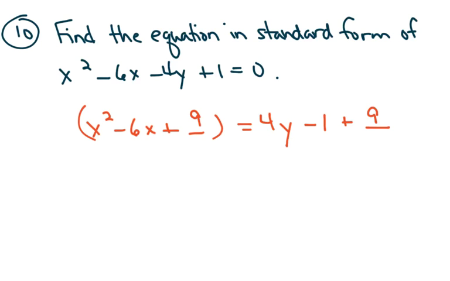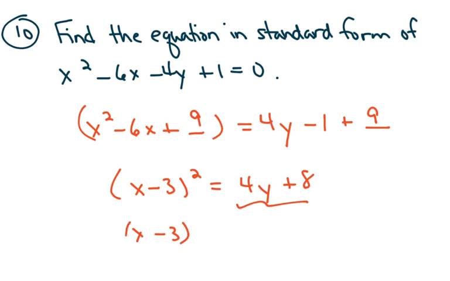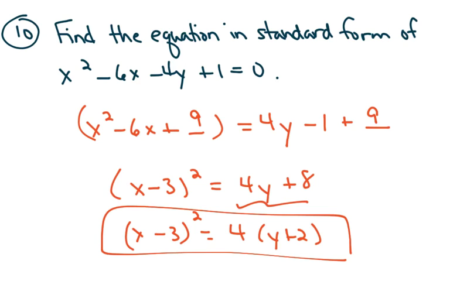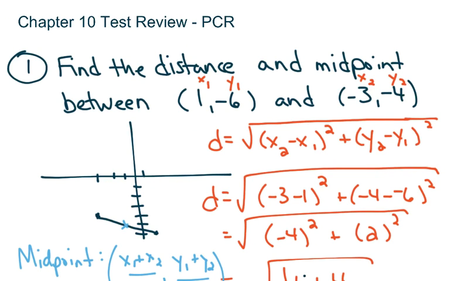So in factored form, this is x minus 3 squared is equal to 4y plus 8. But it's not quite in standard form yet. I need to do one additional thing, which is on the right-hand side, I need to factor out what's in front of y. Now it's in standard form. x minus 3 squared is equal to 4 times the quantity y plus 2. And that is the material on the Chapter 10 test for pre-calc regular.